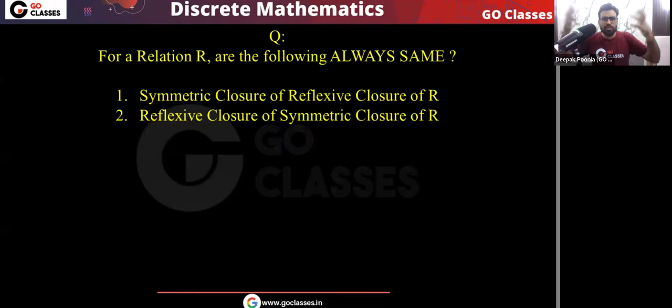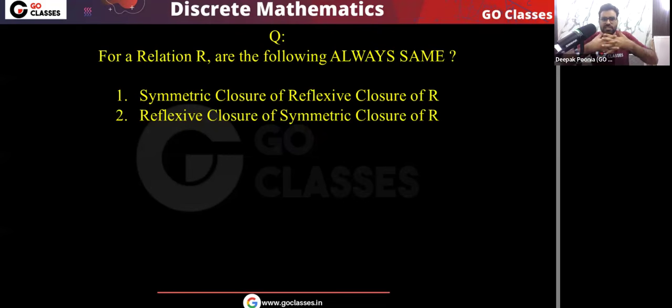Use graph representation to prove it. Okay, in your mind, just close your eyes. Think about the graph representation of relation R. For reflexive closure, what will you do? You will make the self loops. For symmetric closure, what will you do? You will make all the edges bidirectional.